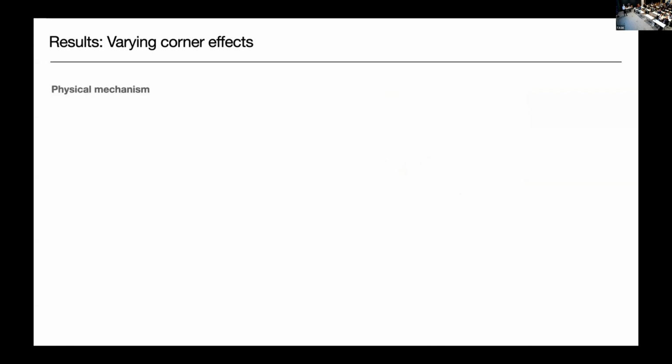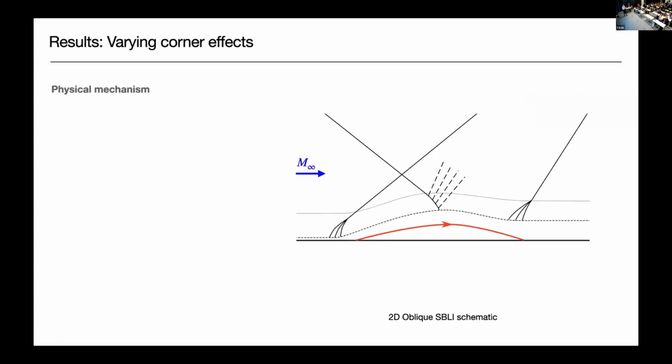So physically, what's going on here? Well, if we look at a schematic of a two-dimensional interaction, where we have the incident shock wave, the separation shock, of course, this is the separation bubble. We also have these expansion waves and this reattachment shock. But what I want to focus on is this shear layer. Okay, so the shear layer accelerates from the separation point, and it gains momentum by shear stress from the outer flow.